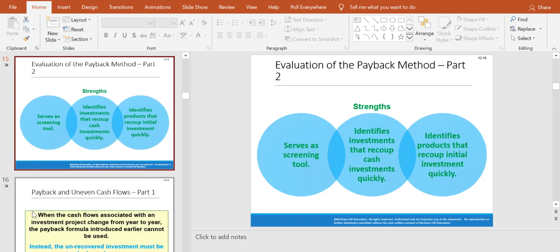However, with this method, the strengths are really in its simplicity. Okay, it's a very straightforward and simple method to use, and because of that, it works very well as a screening tool. It also can help you identify projects that recoup money quickly, or investments. So those are the things that really are the strengths of it.